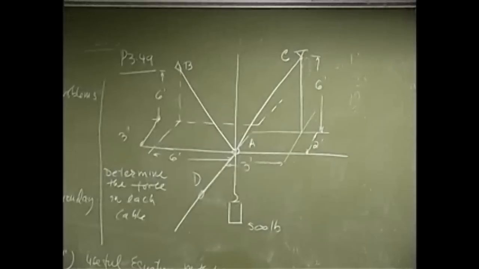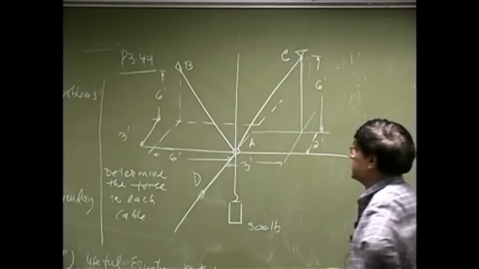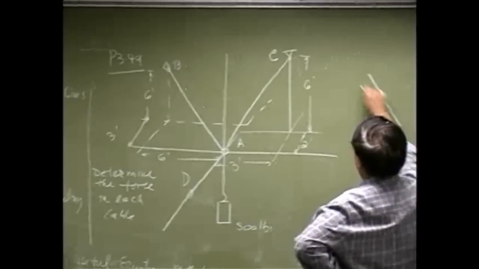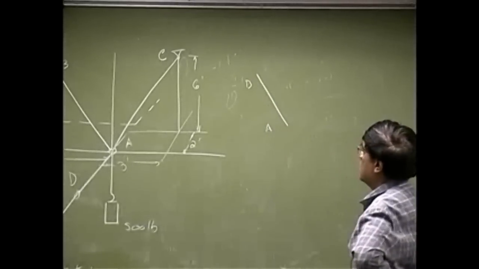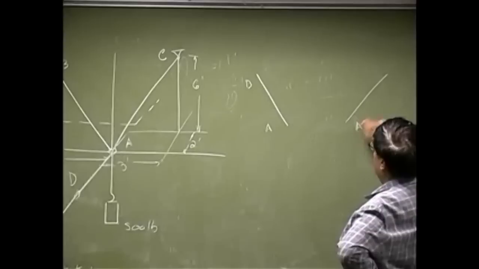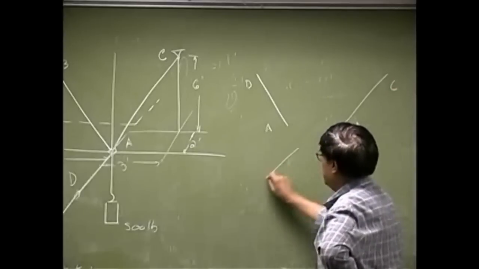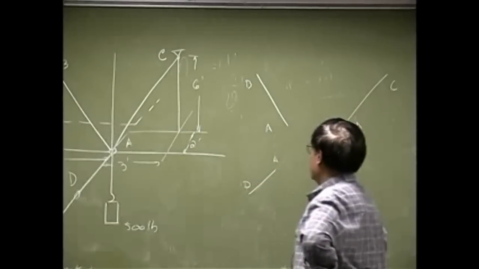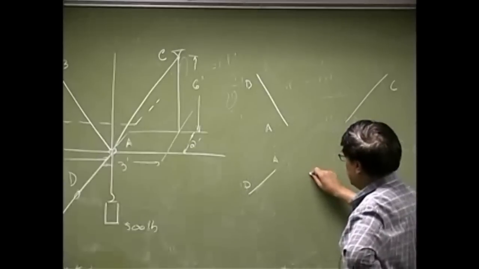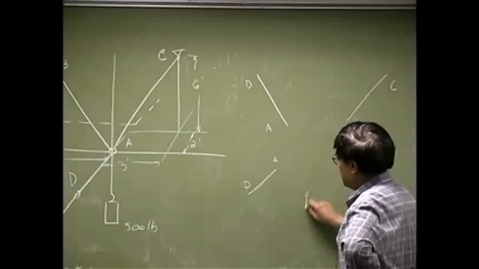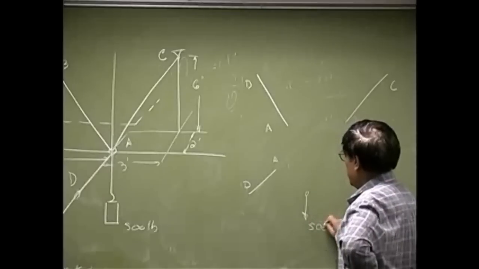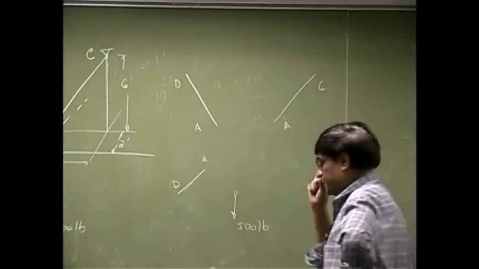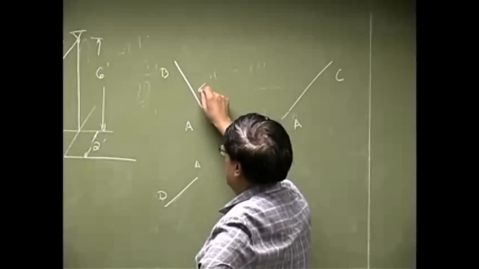The first thing we do is we look at each of these cables. So we have the cable AB, then let's say we have the cable AC, and we have the cable AD. Then the weight by itself will cause, let's say, at this point a force of 500 pounds. And we already know that these cables should be in tension.